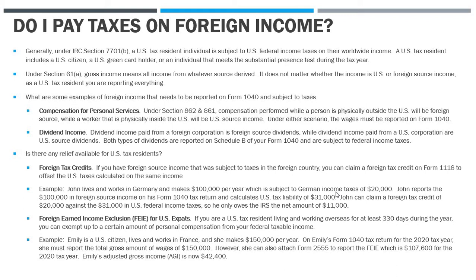So as a U.S. citizen, John has to report the $100,000 in foreign source income on his 1040, and he calculates his U.S. tax liability of $31,000. Now, because John has paid foreign taxes to Germany, he can claim a foreign tax credit of $20,000 against that $31,000 U.S. federal tax liability. So he owes the IRS the net amount of $11,000.